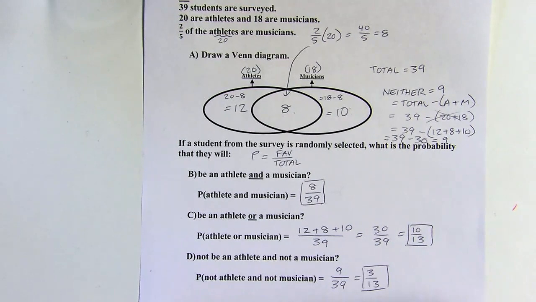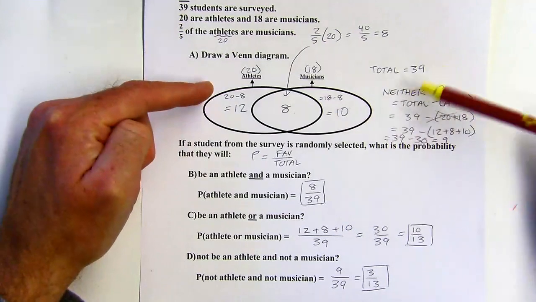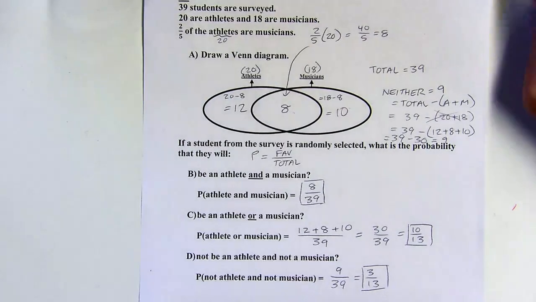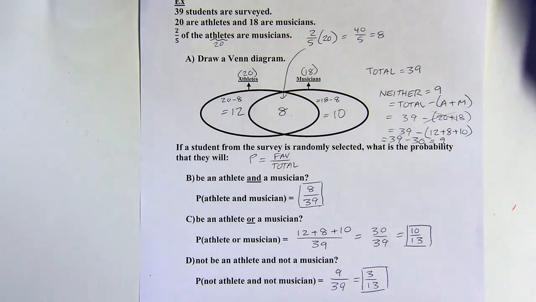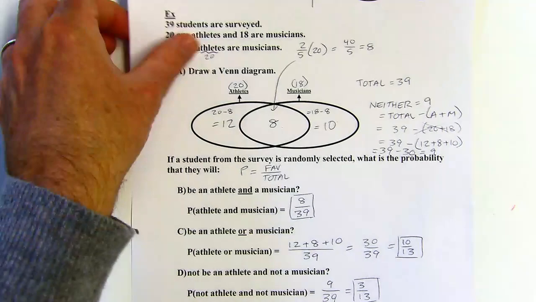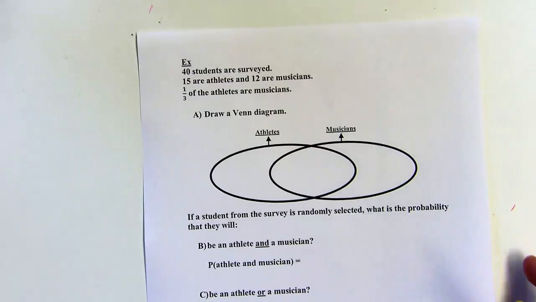Okay, so most of the work comes from filling out the info on the Venn diagram, but once you get that in, you just look for the favorable groups over the total amount. Okay, let's try another on the next page. Same kind of problem, new survey.